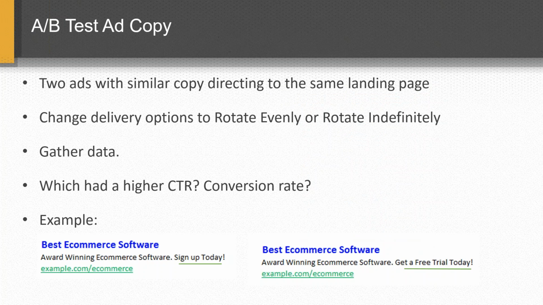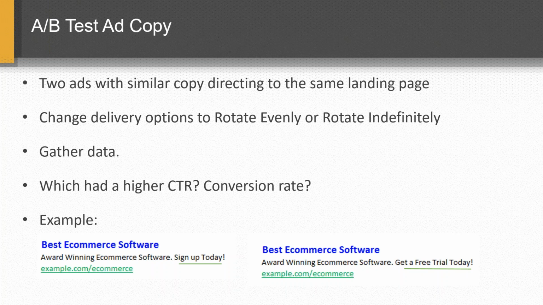Now with ads, you can't just set them and forget them. It is important to constantly be testing them and improving them. You can do this with A/B testing your ad copy. Start by taking 2 similar ads in the same ad group and send them to the same landing page. Change the delivery options in the campaign settings to either rotate evenly or rotate indefinitely so that each ad is delivered equally. Then gather your data, enough to make an informed decision. Analyze your data and ask yourself which had the higher click-through rate, which had the higher conversion rate. Use these metrics to determine which ad copy won and start testing with a new variant.